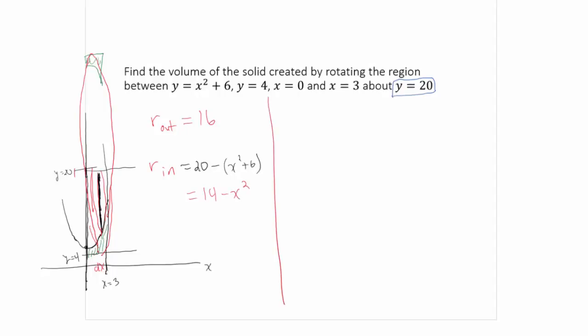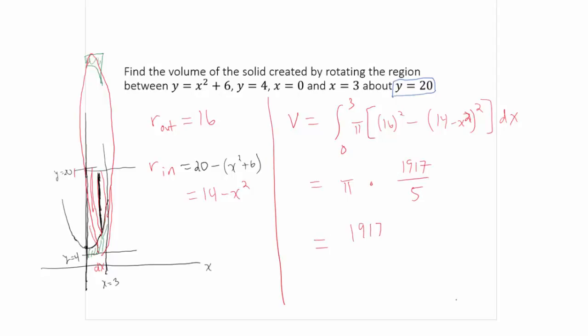And so now once we've figured out those pieces, the volume is easy. The volume would be the integral from 0 to 3 of pi times the outer radius, 16, we've got to square that, minus the inner radius, 14 minus x squared, and that whole thing has to be squared, dx. And we can go through all the arithmetic. That's pi times 1917 over 5. Just trust me on that one. Or use your calculator. 1917 over 5 times pi.